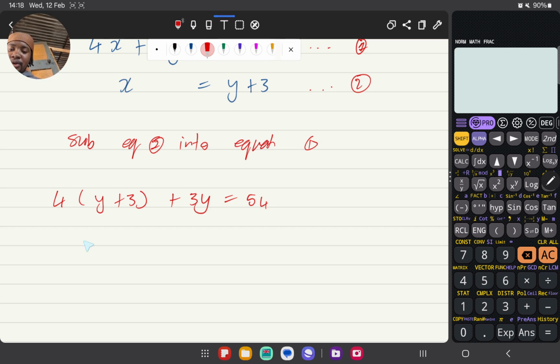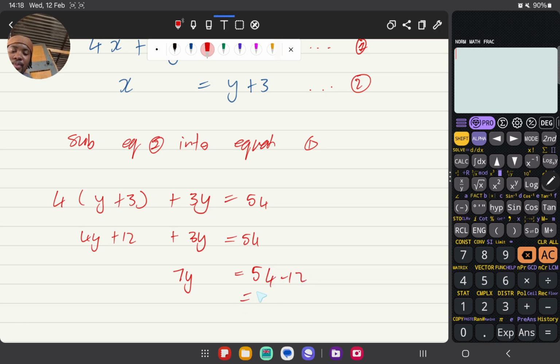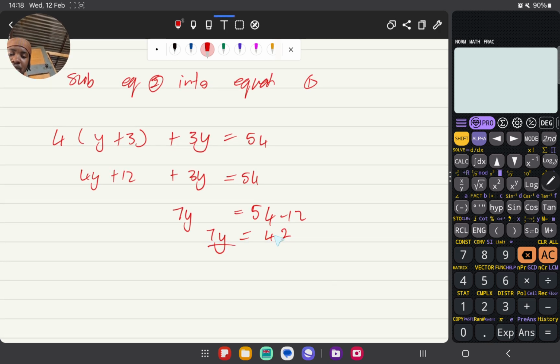Cool stuff, cool stuff. So I have 4y plus 12 plus 3y, that is 54. And then of course I'm gonna have 7y, and 54 minus 12, I believe that is going to be 42, which I divide by 7. I believe that has to be 6, and I'm just gonna check to make sure.